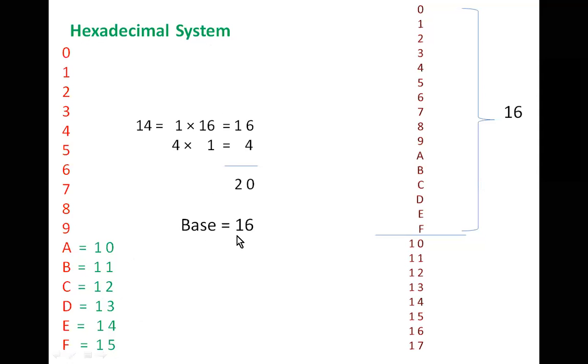And what is the base for the hexadecimal system? According to the definition, the base is nothing but the number of symbols used in that particular system. In this system, we are using 16 different symbols to count the items. So base becomes 16, right? Let's carry out some counting process.